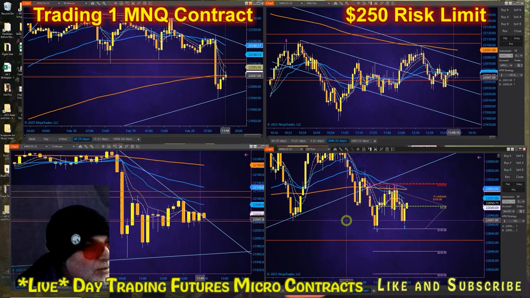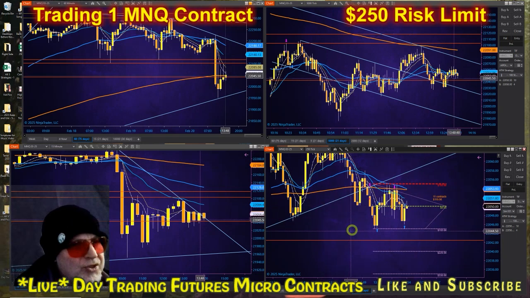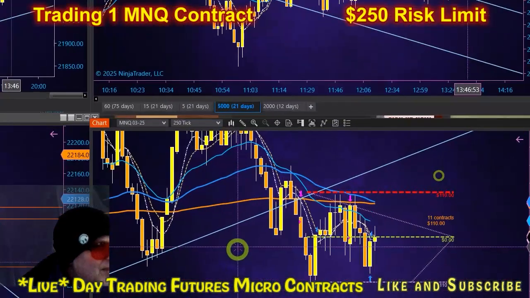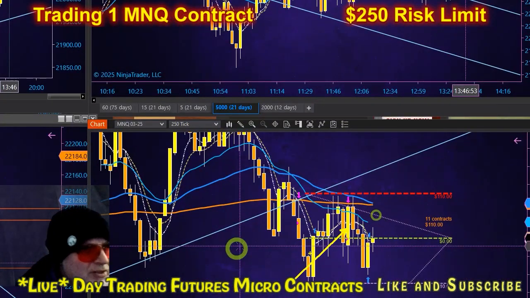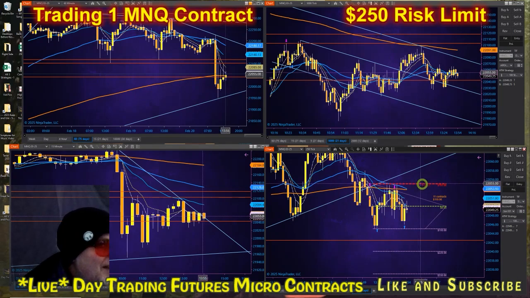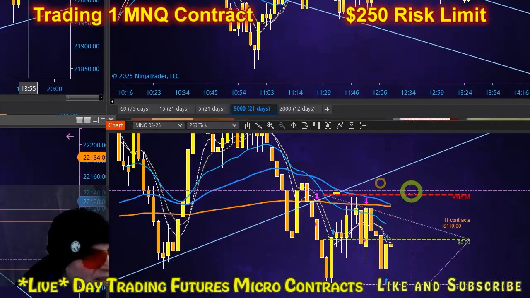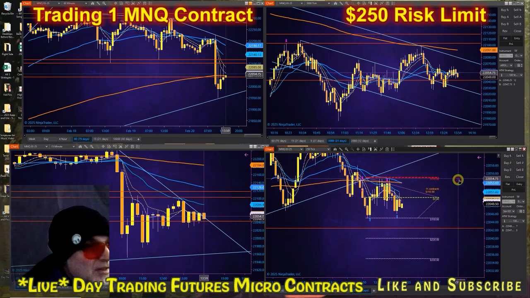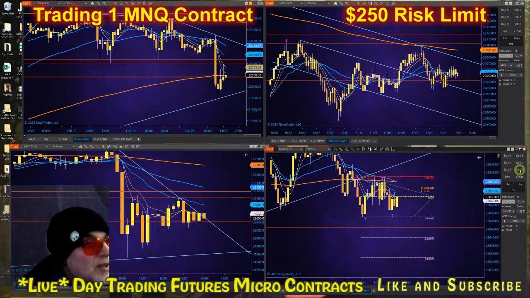Trying to figure out if I should have taken this trade or not. Let's take a look at this, because it's just this green candle right here that pissed me off. And then it never did. Like I said, it's got to stay below this, and it did stay below this. So I should get back in this, I think, maybe.